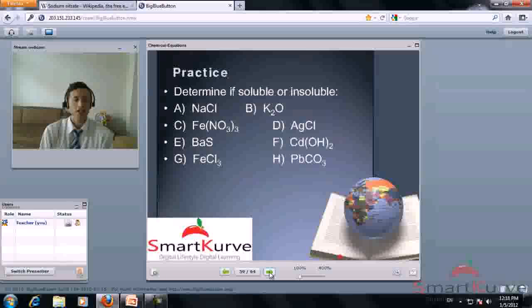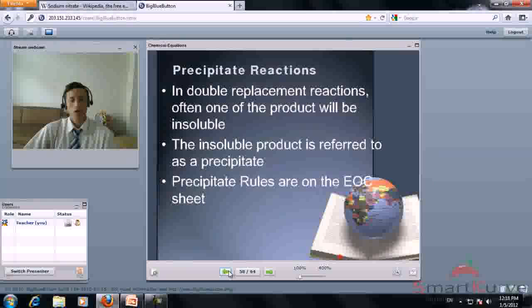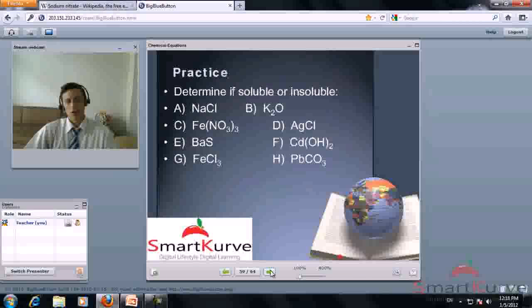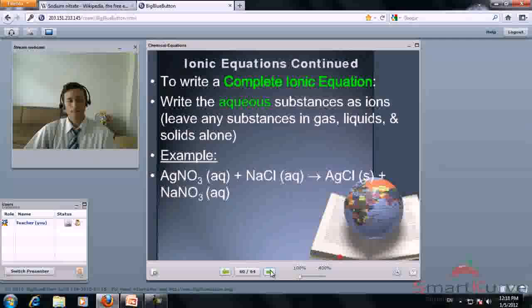Determine whether each is soluble or insoluble. Our rules there are on the EOC sheet. So use your EOC sheet to do the practice problems on slide 59.